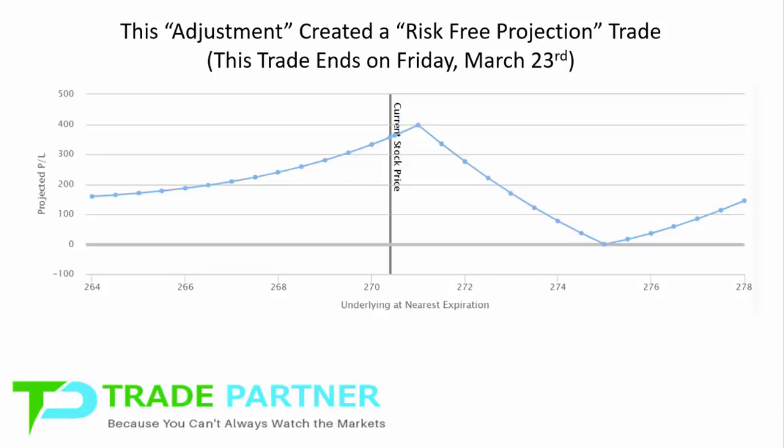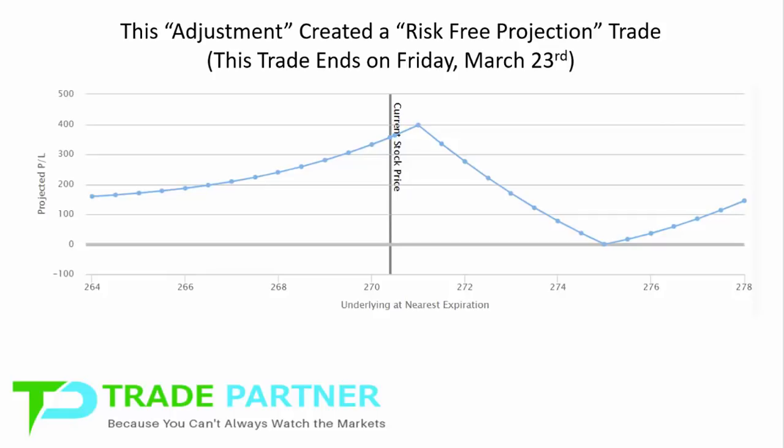Now, I did not completely exit this trade. Instead, I made an adjustment of this trade, and this adjustment created the risk-free projection in this trade. And there are many ways to create risk-free projection. So on this one, it was an adjustment, and the adjustment also increased the profit potential. So it decreased the risk, increased the profit potential, and dramatically increased the probability of success.